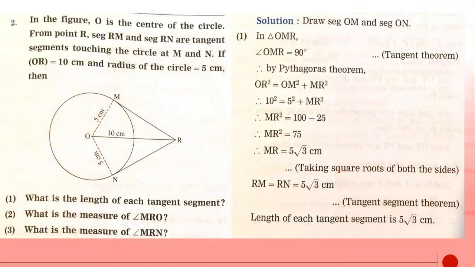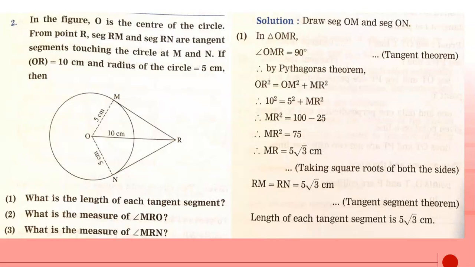Let's move to question number 2. In the figure given over here, O is the center of the circle. From point R, segment RM and segment RN are tangent segments touching the circle at M and N. If OR is 10 centimeters and radius of circle is 5, then first one, what is the length of each tangent segment? So what we need to do is join OM and ON.